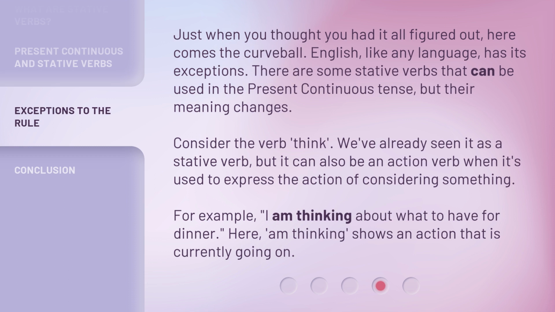Consider the verb, think. We've already seen it as a stative verb, but it can also be an action verb when it's used to express the action of considering something. For example, I am thinking about what to have for dinner. Here, am thinking shows an action that is currently going on.